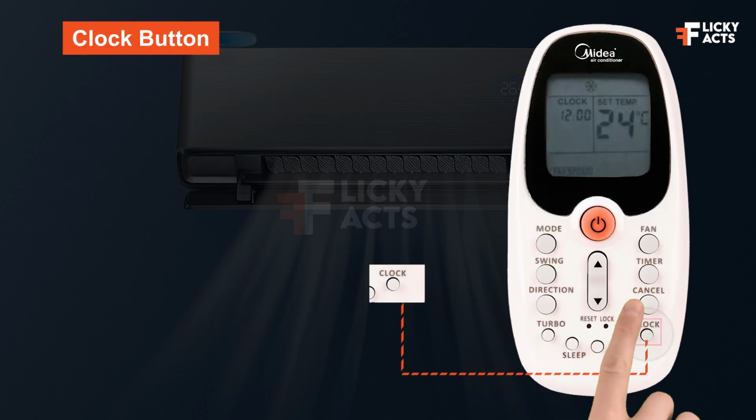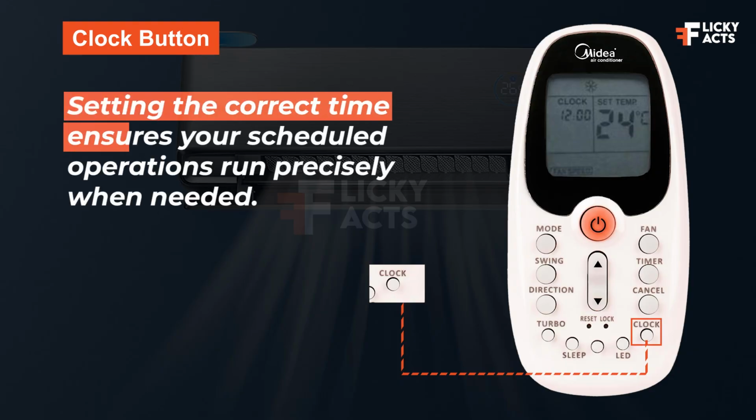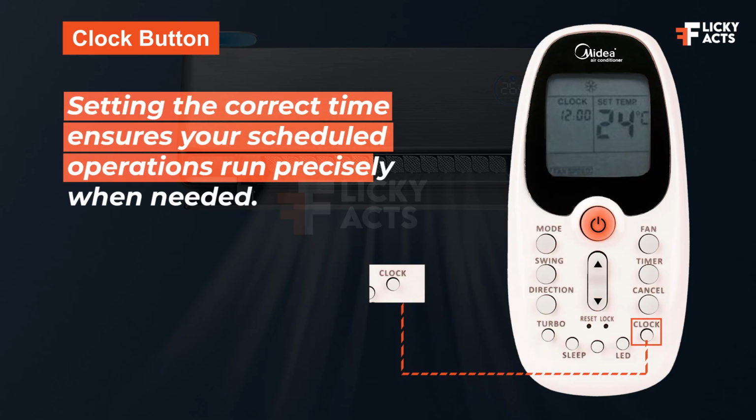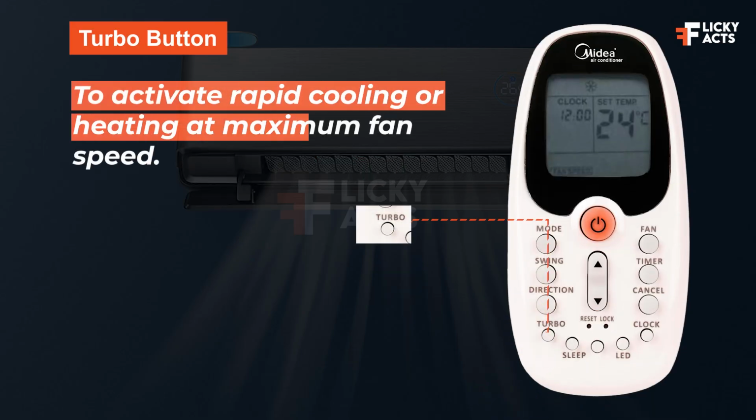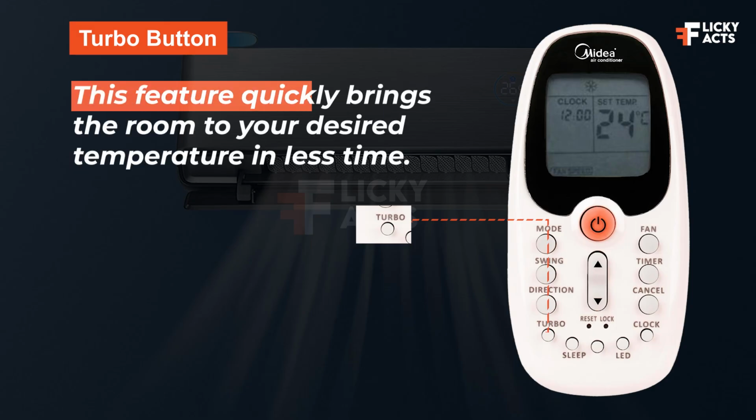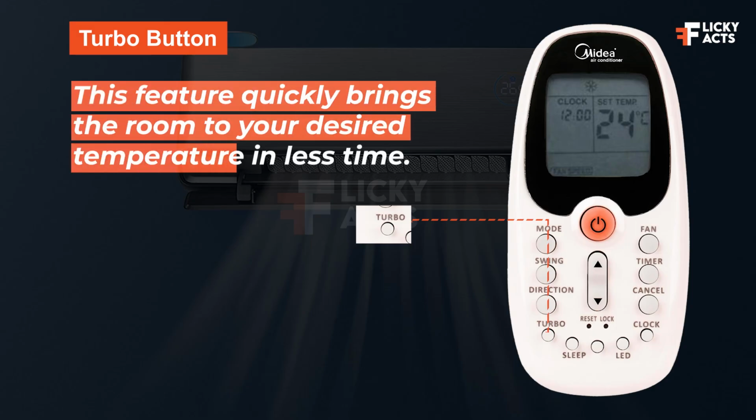Press the clock button to set the current time on your Midea AC Remote. Setting the correct time ensures your scheduled operations run precisely when needed. Press the turbo button to activate rapid cooling or heating at maximum fan speed. This feature quickly brings the room to your desired temperature in less time.